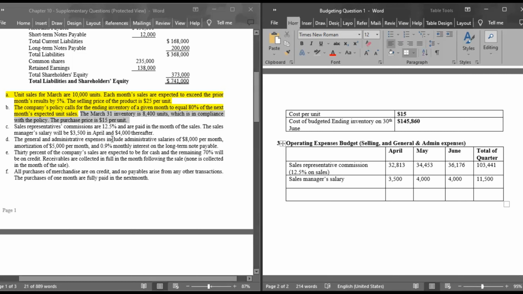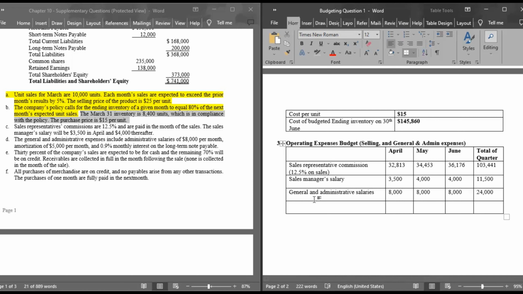Next, in point number D, he is additionally providing the details of operating expenses. The general and administrative expenses include administrative salaries of 8,000 per month. It means that every month we need to pay the salaries of general administrative staff. So we will write it down as general and administrative salaries. These will be 8,000 per month. We will write down 8,000 in each month, and the total for the quarter will be 24,000.